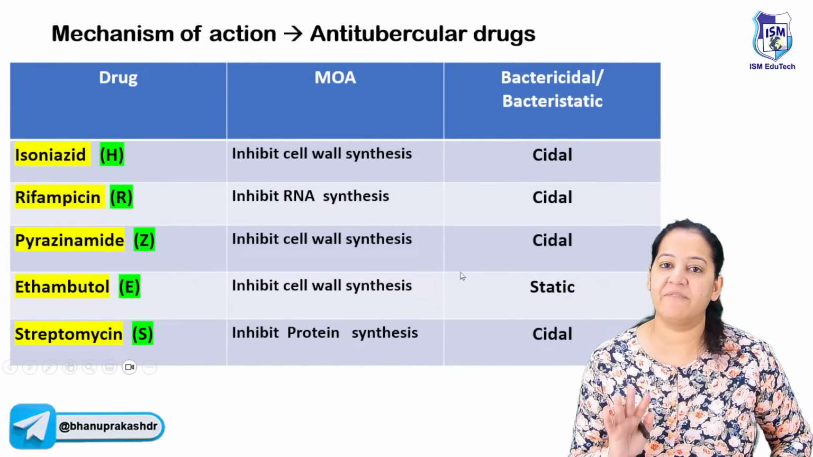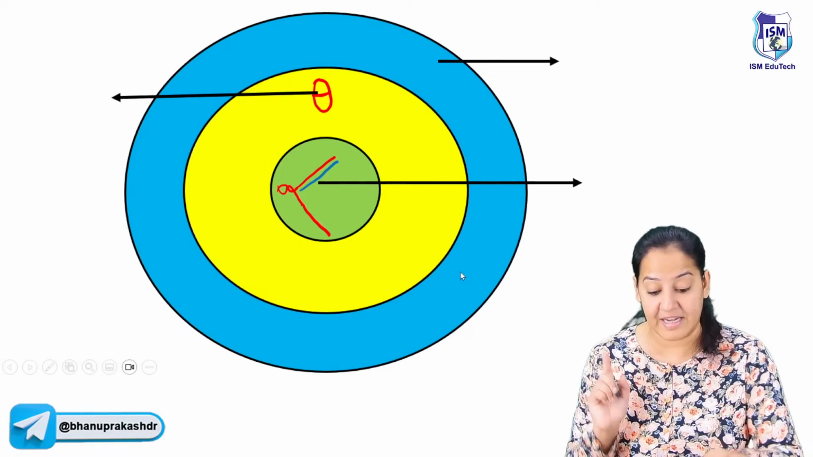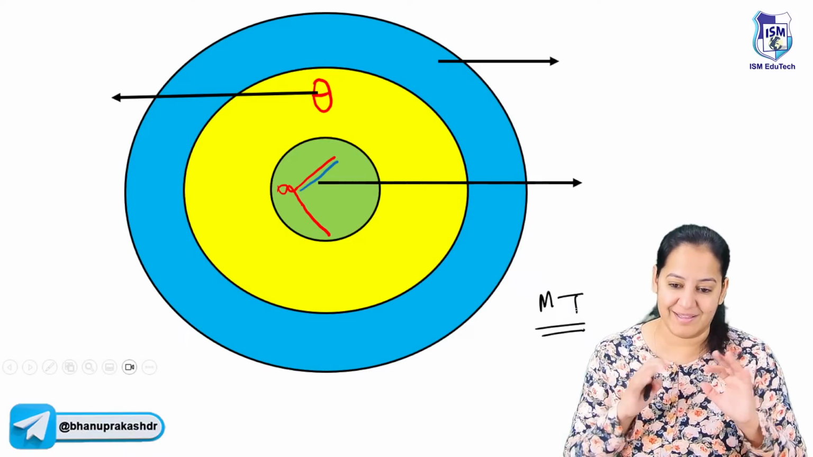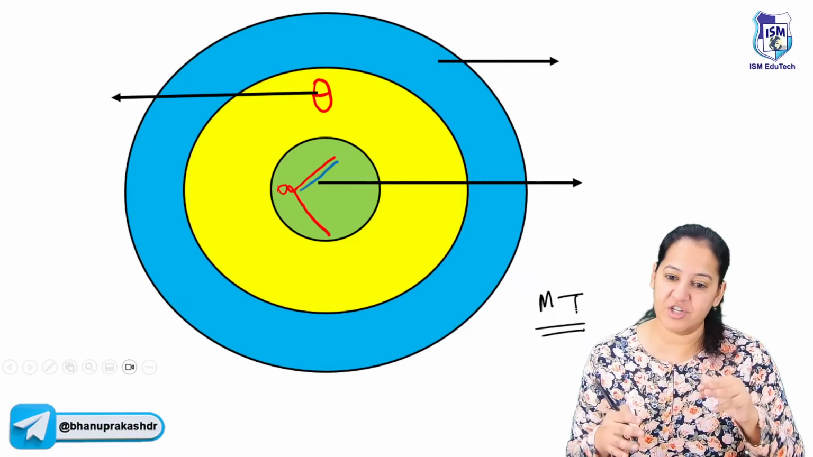Now tell me the mechanism of action of all five drugs. Can you see? This is the bacteria. The name of the bacteria is Mycobacterium tuberculosis. I want to kill this bacteria with 5 drugs, HRZES. What is the mechanism of action of these 5?